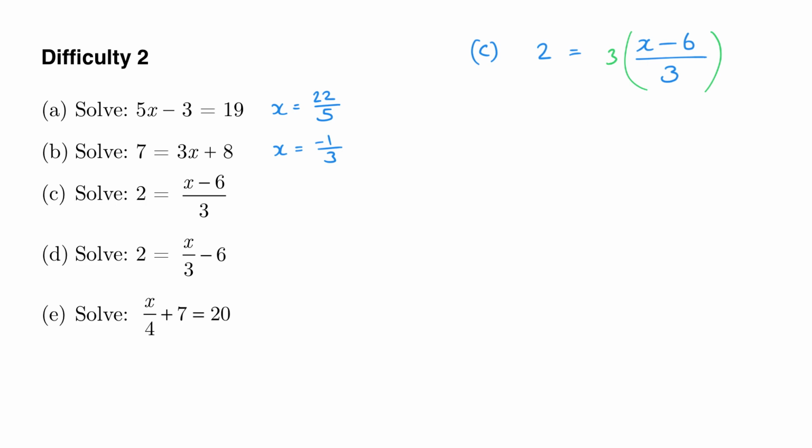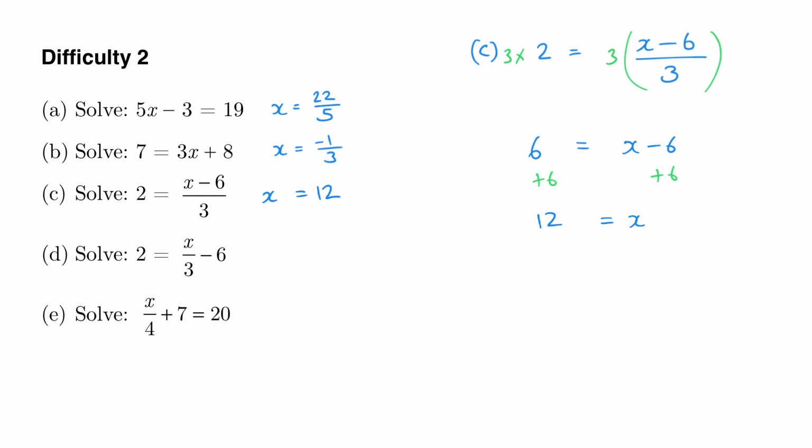But that means I also have to multiply the left-hand side by 3. And what that means is that I get 6 on the left-hand side, and on the right-hand side, I've got x minus 6 divided by 3, but being multiplied by 3. So that's just x minus 6. Now, I just need to add 6 to both sides. And that gives me 12 on the left and x on the right. So x equals 12.